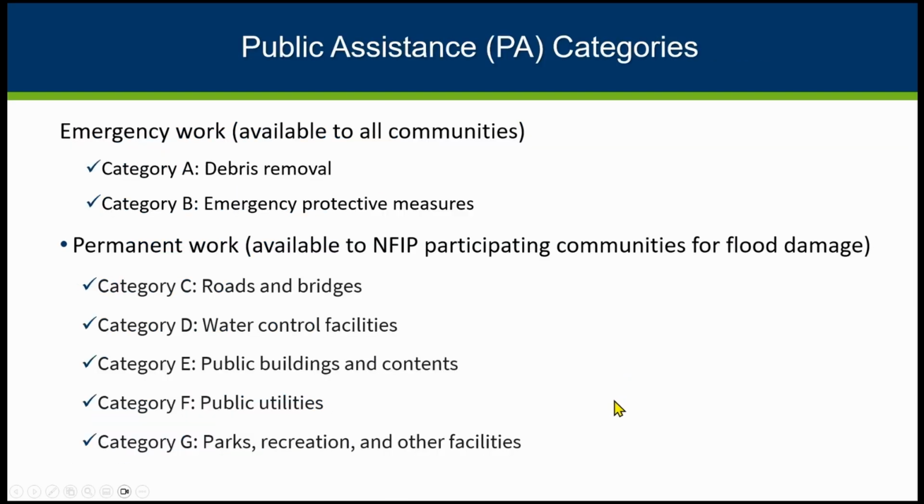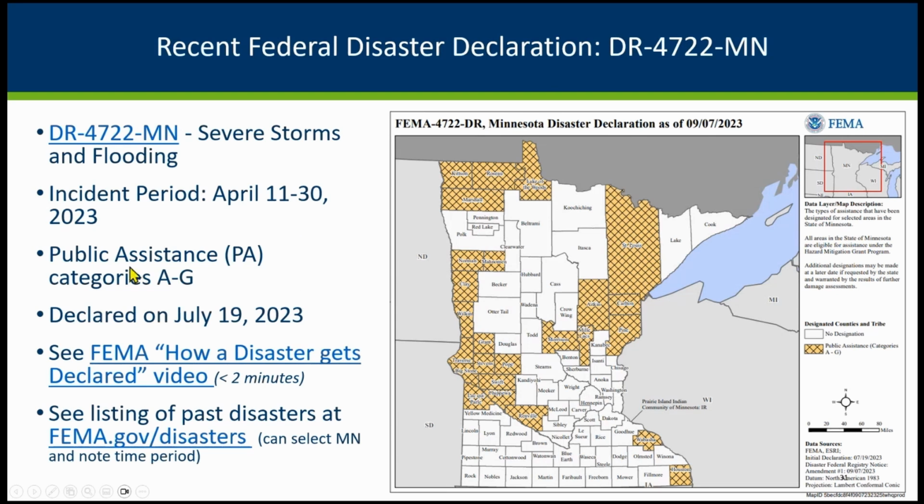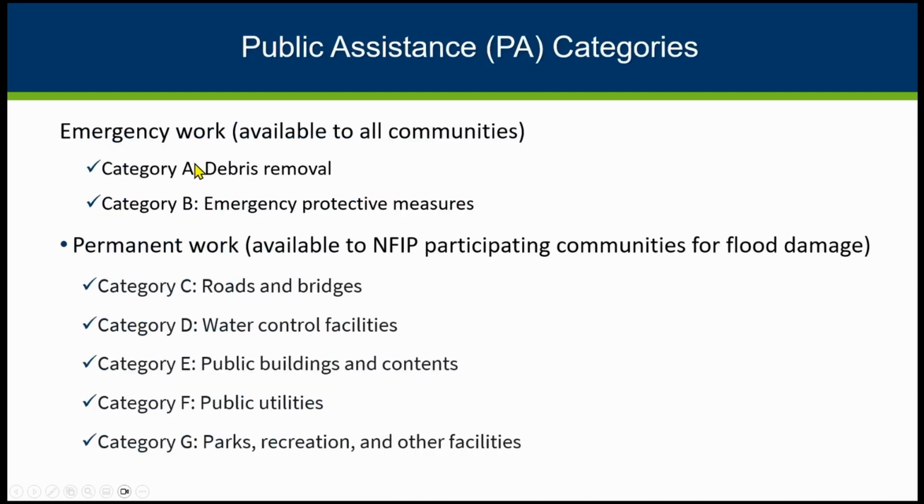When we're talking about public assistance categories, they'll tell you which categories got declared, in this case, A through G. And basically, A and B are your emergency work situations, help with reimbursing for the cost to do the debris removal, and your folks out there doing the emergency protective measures. So rescuing folks, putting up the barriers, sandbagging if you need to do that. Some of those kinds of things you're doing to protect the public health and safety. That assistance is available to all communities.